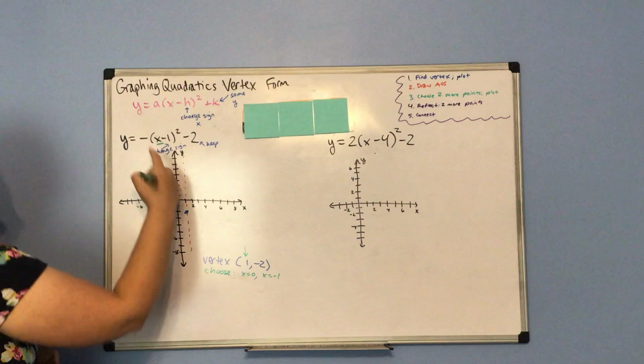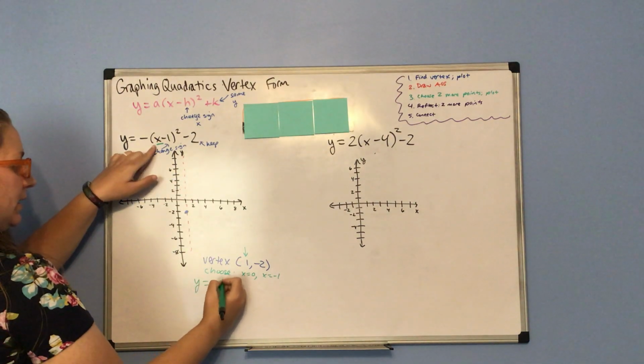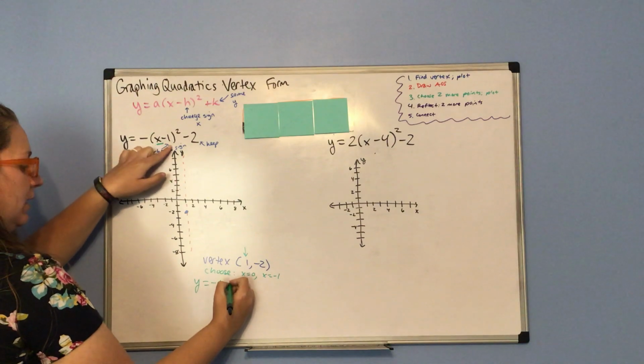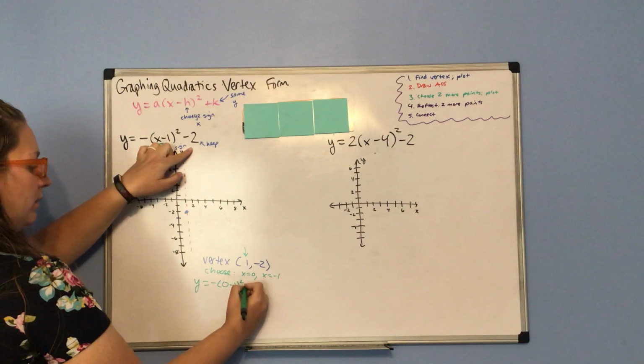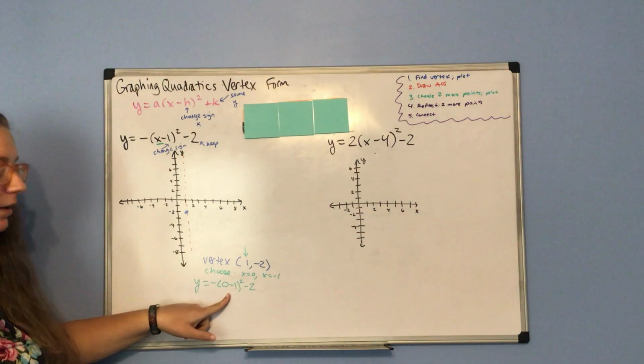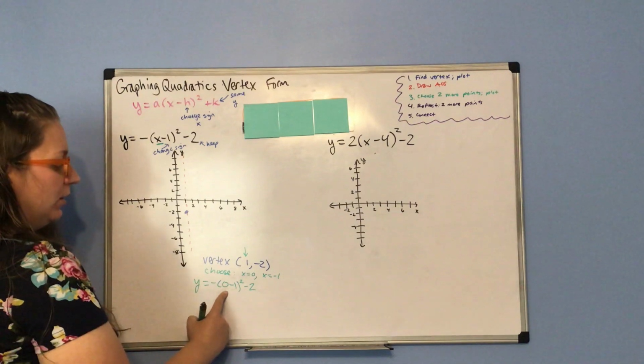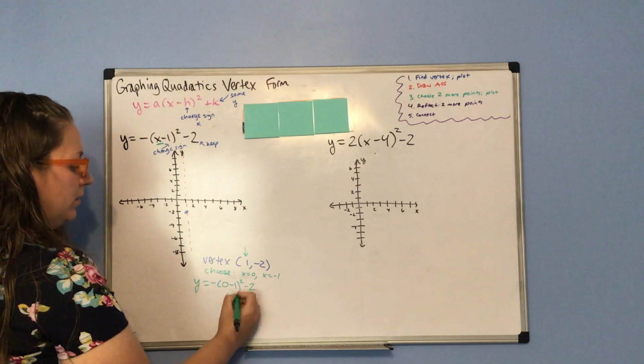When I do that, I just plug those into my original equation. So negative (0 minus 1) squared minus 2. I would recommend typing that all into a calculator at once, but you can do things by hand as well. 0 minus 1 is negative 1, squared.